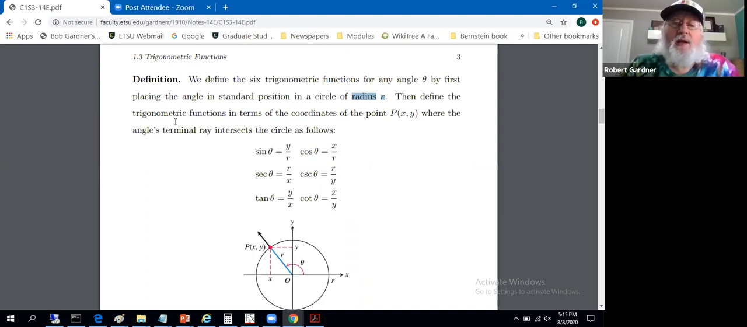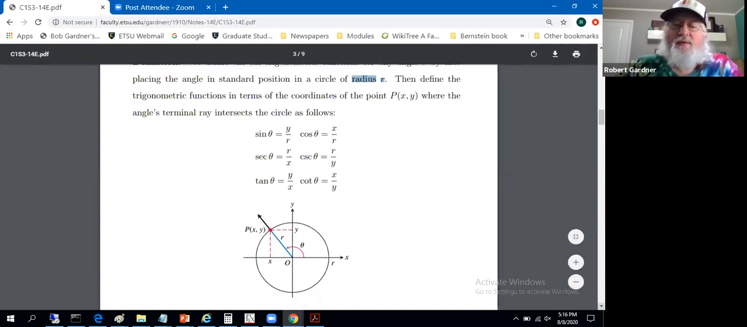Then we'll define the trig functions in terms of the coordinates of point P, where the angle's terminal ray, here's the initial ray along the positive x-axis, here's the terminal ray for this angle theta. The point P is the point where the angle's terminal ray intersects the circle. Terminal ray, circle, they intersect at that point right there.